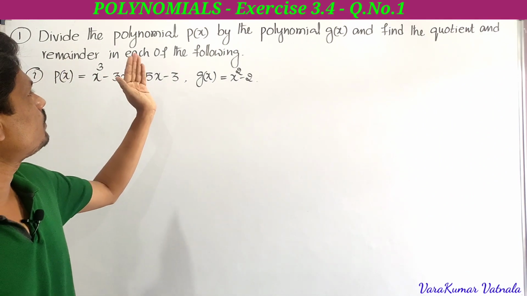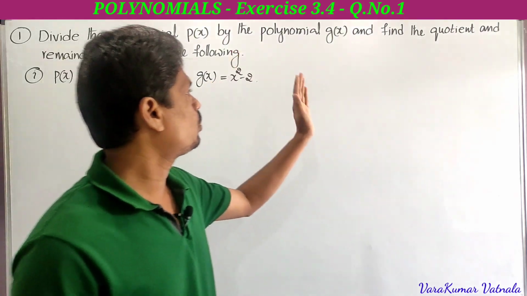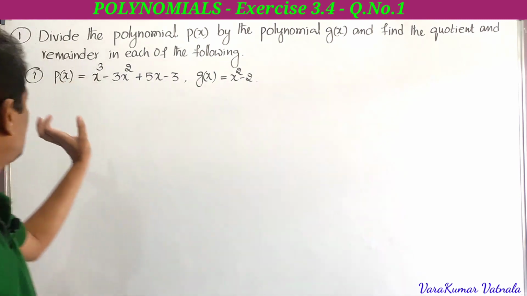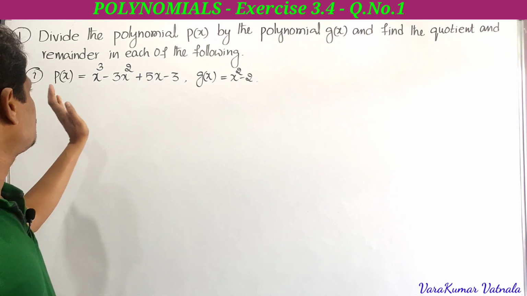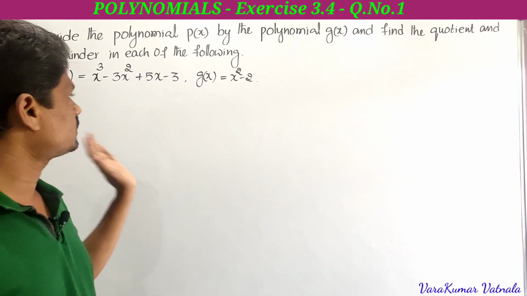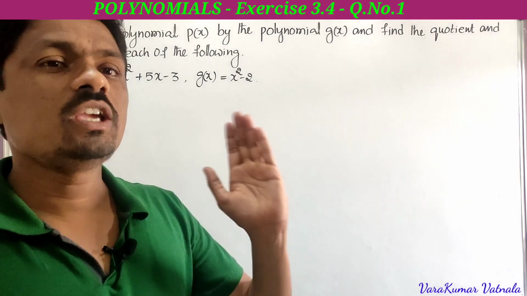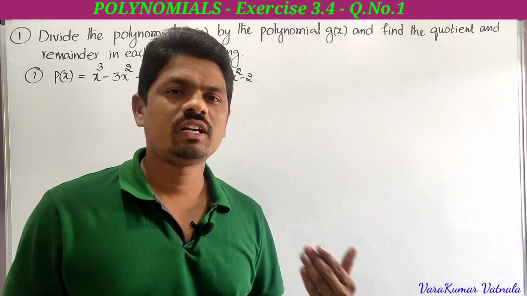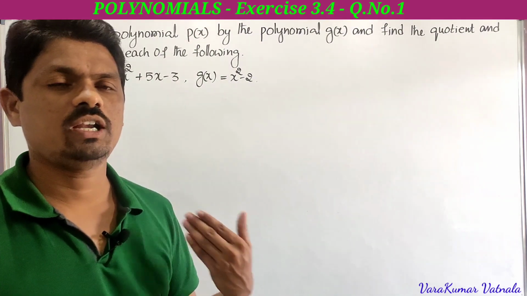Divide the polynomial p of x by the polynomial g of x and find the quotient and remainder in each of the following. So here there are 3 bits in the first problem. This is the first bit. P of x is equal to x cube minus 3x square plus 5x minus 3, comma g of x is equal to x square minus 2. So he is asking to divide p of x by g of x. After dividing, we can get a quotient and remainder. Then we have to write the quotient and remainder.